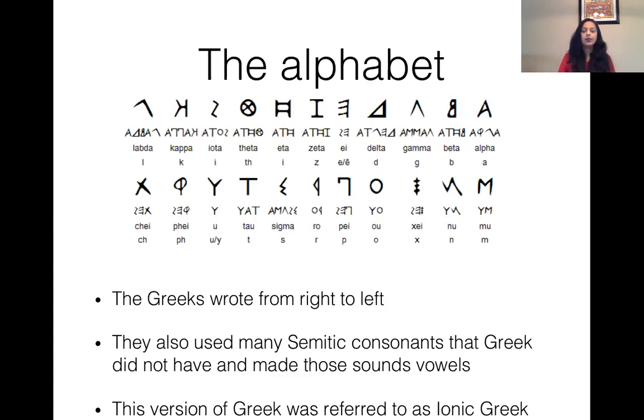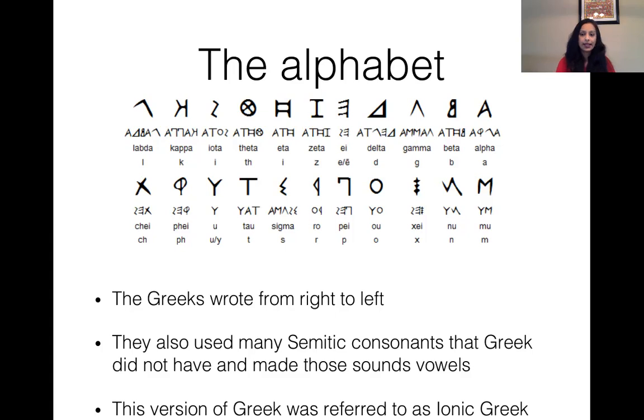So this was how the first iteration of the alphabet looked. This is the Greek alphabet, and Greek wrote from right to left, right? Not from left to right. So as you can see, when you look at the right-hand corner, you can see alpha, beta, gamma, delta, epsilon, zeta, eta, theta, iota, kappa, lambda, and so on and so forth from right to left. So this version of the alphabet was called the Ionic Greek alphabet. And this was, like I said, the first iteration of the alphabet.